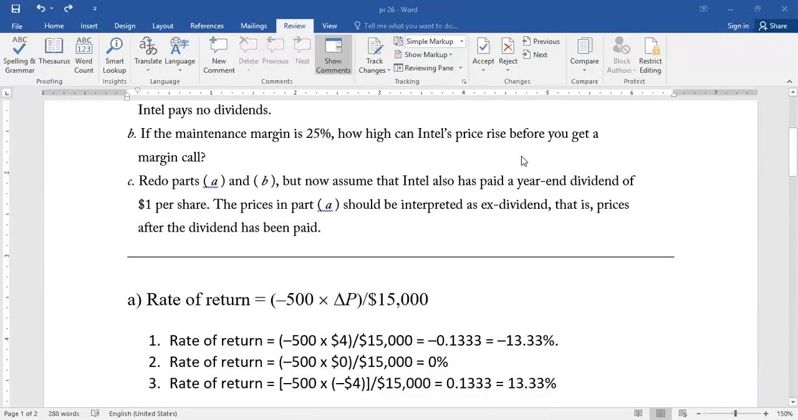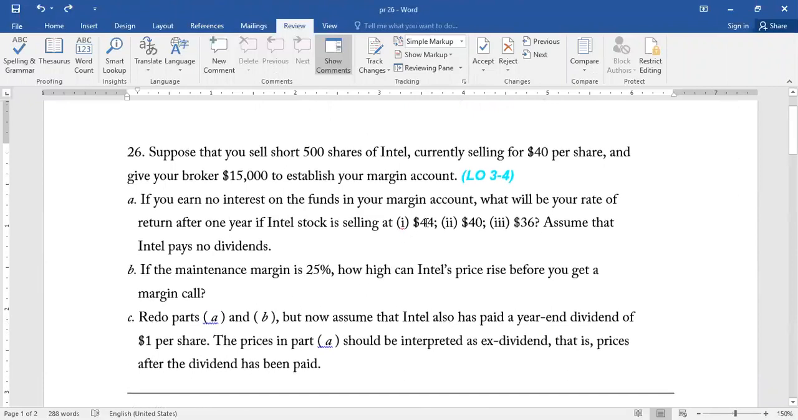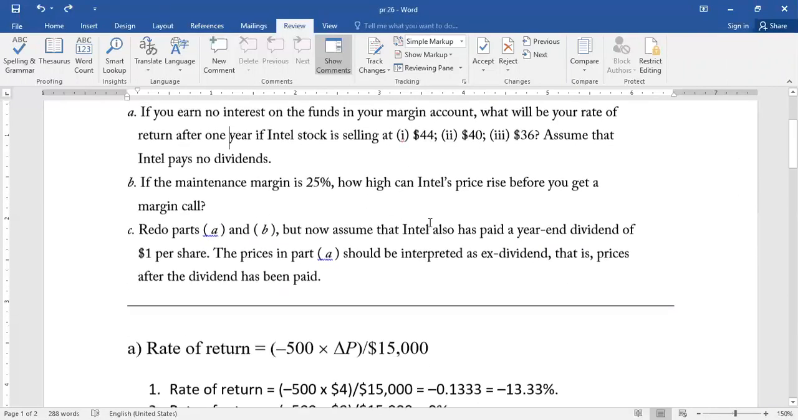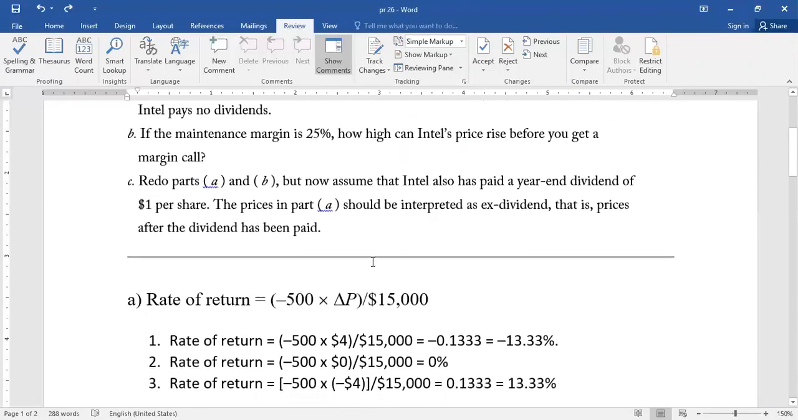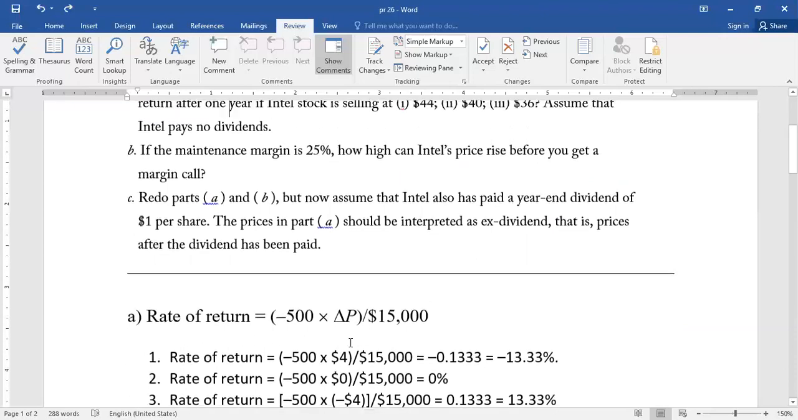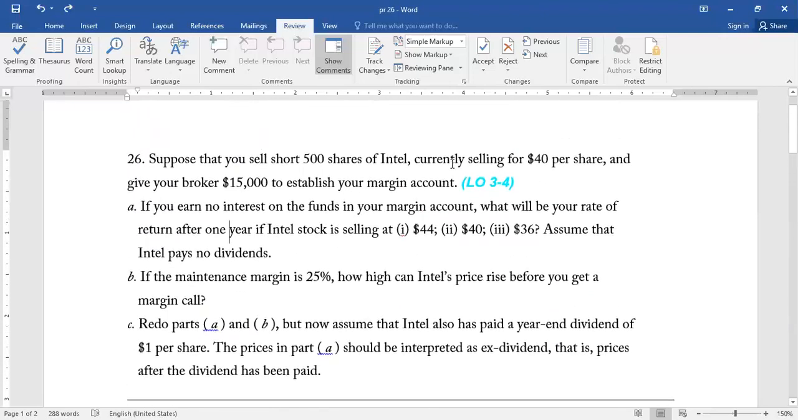So we'll look at the first one. We want to calculate the rate of return if the price of Intel after 1 year is $44. So we just replace the numbers. The rate of return is minus 500 times $4. Why was it $4? Because the stock of Intel is currently right now selling for $40. And in 1 year, it will be selling at 44.